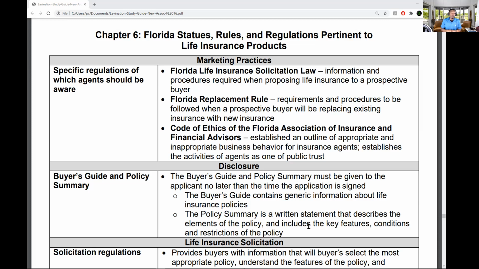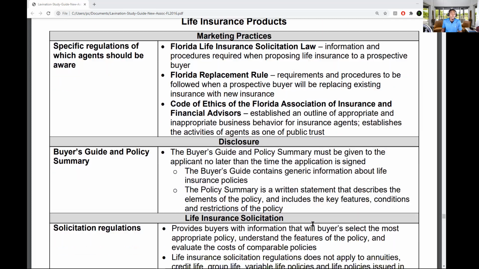What about the policy summary? Well, the policy summary, you give it to them when you deliver the policy as well, because the policy summary contains specific information. So you give that to them when you deliver the policy. All right.